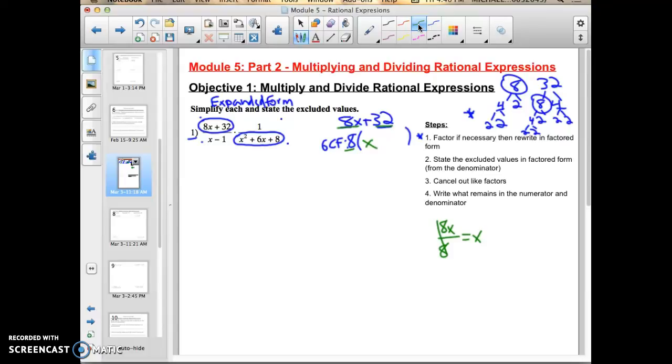And then I take the second term, 32. 32 divided by 8 equals 4. It's a positive 4, so I put plus 4. So this is now 8x plus 32 has now become my factored form of 8 times x plus 4. Please keep that in mind because when we rewrite it in factored form, I'm going to use this now.